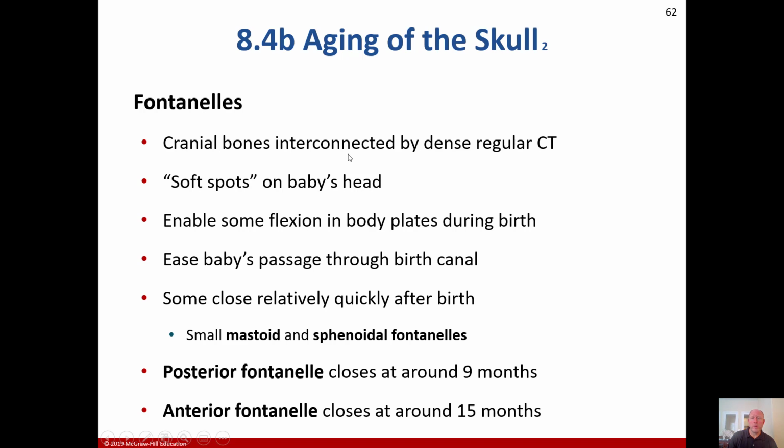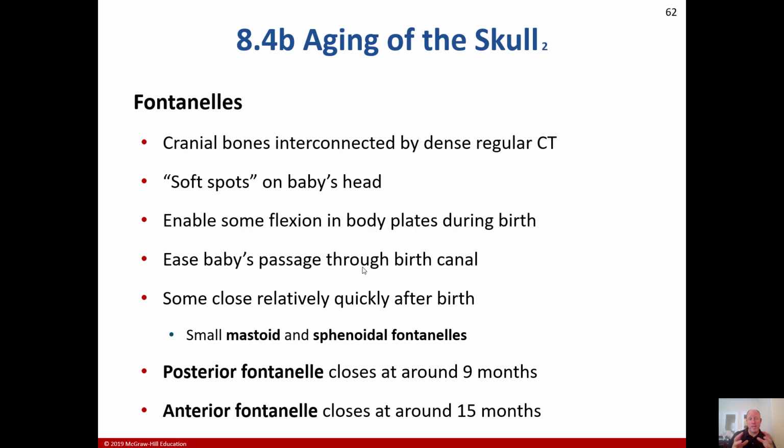Fontanelles are areas between cranial bones that are interconnected by dense regular connective tissue. They're the soft spots on a baby's head. They enable some flexion of the skull plates during birth, and they ease the baby's passage through the birth canal. It has to be able to malform to some extent to get through the birth canal. And oftentimes the idea of a baby having a perfectly shaped head after birth is not the case.